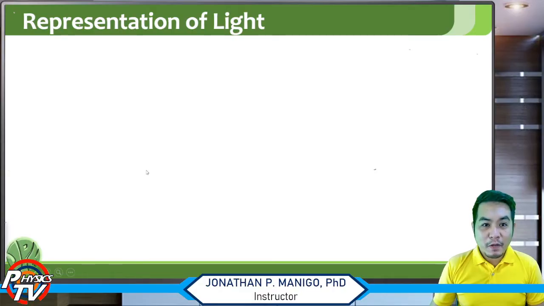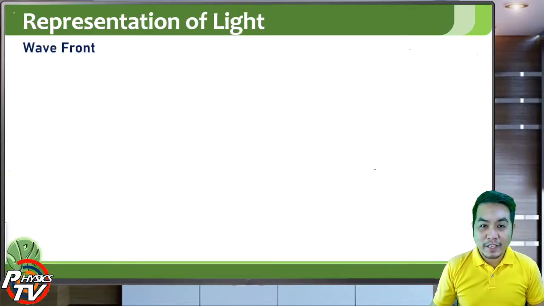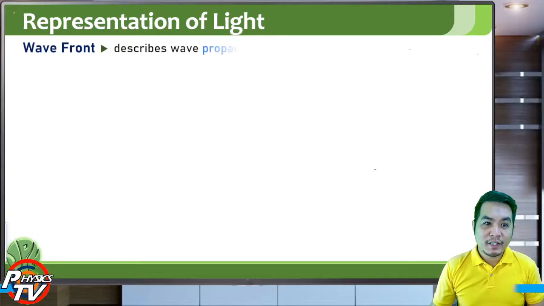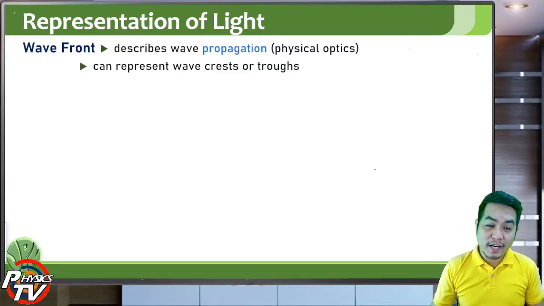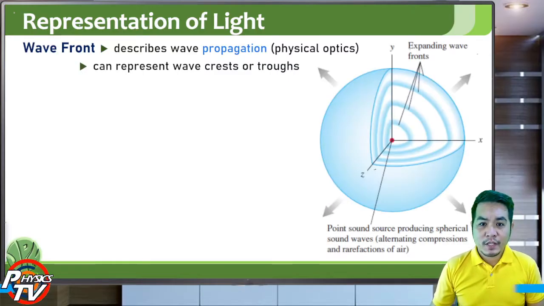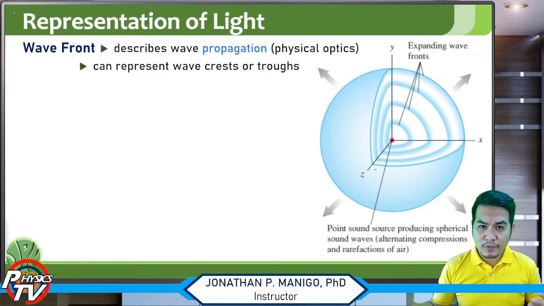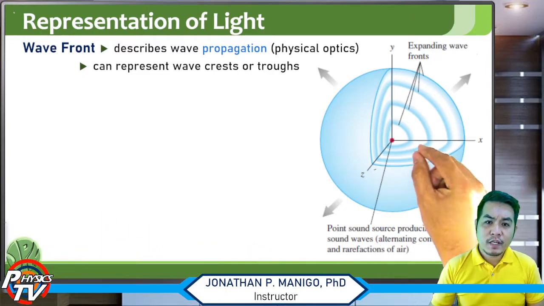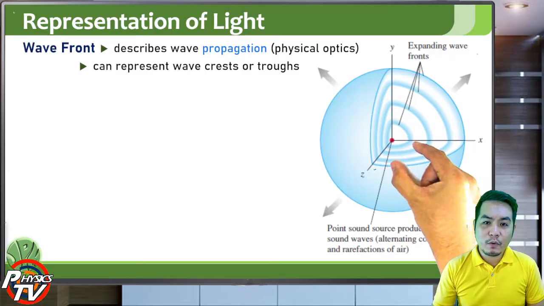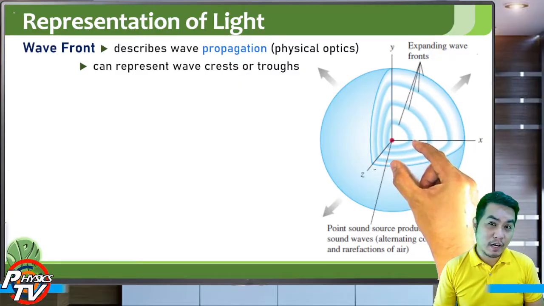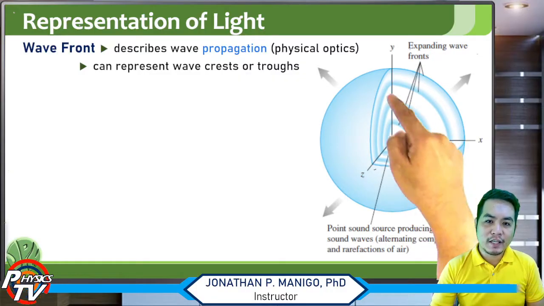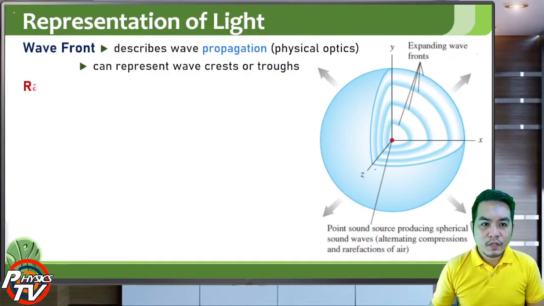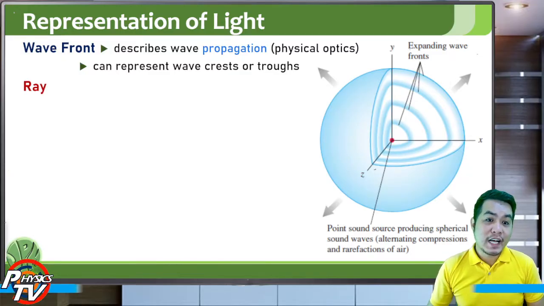So there are many ways to represent light. We can represent light as a wave front. A wave front describes the wave propagation of light. In physical optics, it can represent the wave's crests or troughs. Similar to sound, which is a wave, light is also a wave. The wave fronts are actually spherical in nature. We can also represent light as a ray.